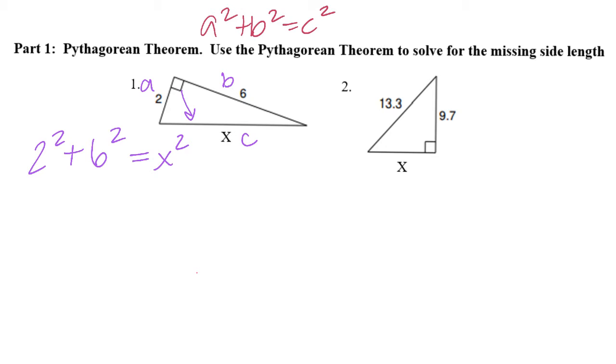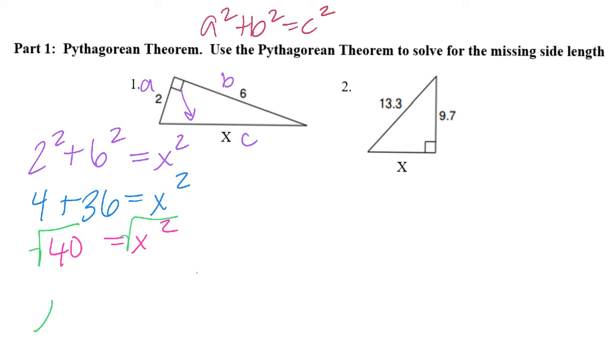And then we need to actually evaluate those. 2 squared is 4, 6 squared is 36, and we don't know x squared. 4 plus 36 is 40 equals x squared. And then to get x by itself, we have to square root both sides. So x is going to equal, and I'm going to do it to 2 decimal places, it's going to be 6.32.